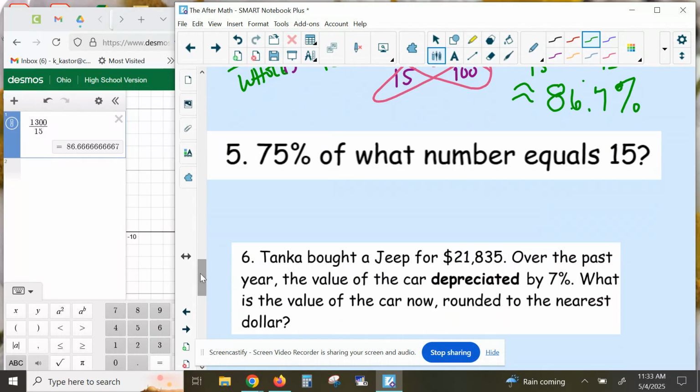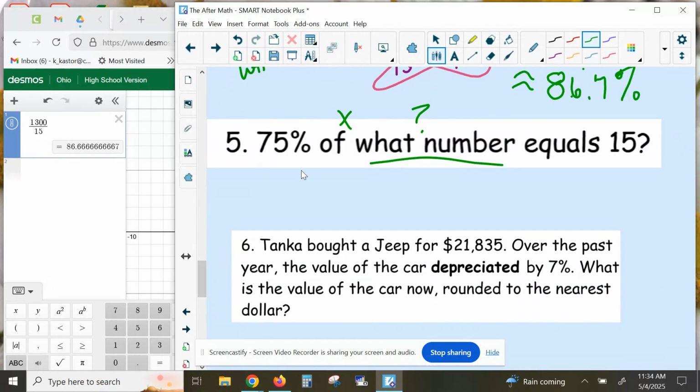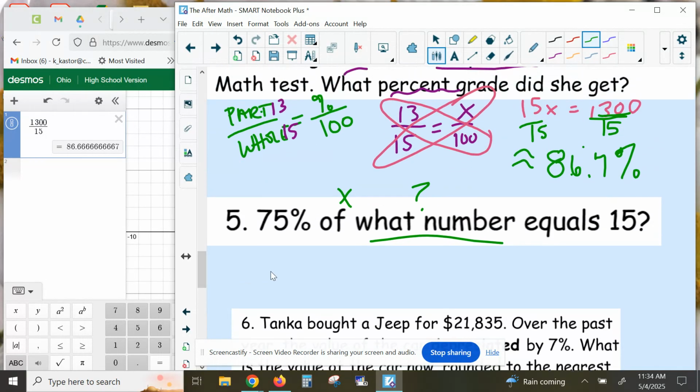75% of what number equals 15? So this kind of problem, it says 75% of what number. So you're basically multiplying by some number that you don't know here. So this multiplication is not going to work in this problem because we don't have the number to multiply by. Remember we had 32% of 25, but this says 75% of something, which I don't know. So that's when the proportion has to be used.